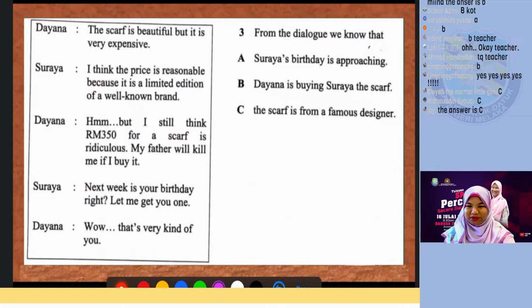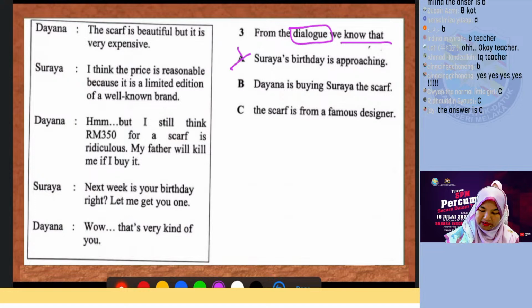Okay, so your 1 minute is over. Let's check the answer. It is based on the dialogue. We know that Suraya's birthday is approaching. Is it correct? No, right? It is Diana's birthday.